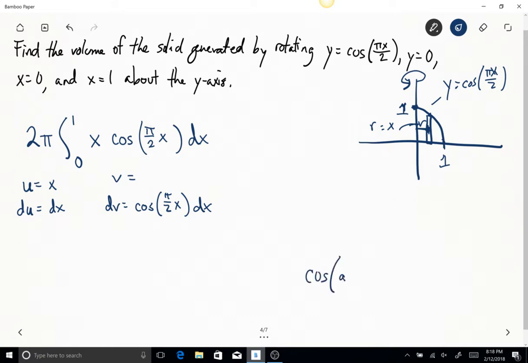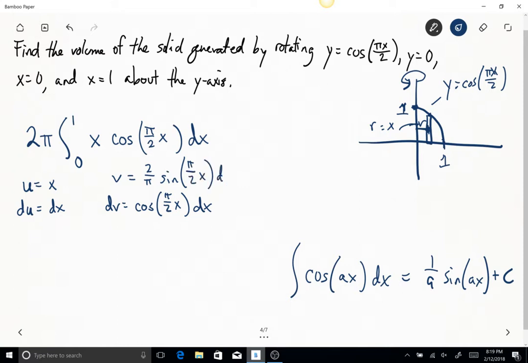If you have cosine of ax and you want to take an integral of that, you can let u equal ax, then du over a essentially equals dx. And so you have to pull that 1 over a out. So this thing becomes 1 over a sine of ax plus some constant c. We drop the constant c though when we're using integration by parts. So the 1 over a is 1 over pi over 2, so the easier way to look at this is 2 over pi sine of pi over 2 times x. Oops, drop the dx. Sorry about that.